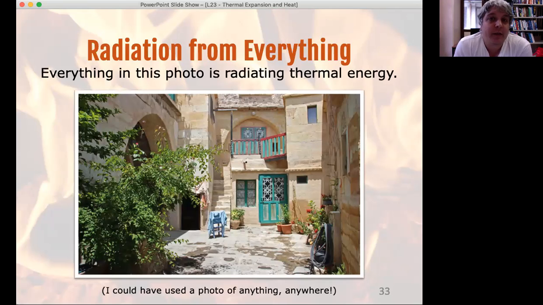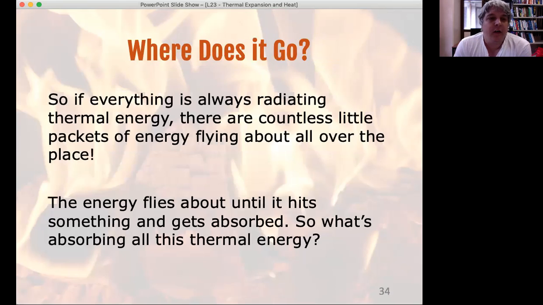And I can't say this too many times. Everything is radiating energy always. It's just a fact. It's just a statement. You memorize it. That is true. Everything is always radiating energy. So where does this energy go? If everything is always radiating this energy, these little packets of thermal energy flying about everywhere, where do they all go? They fly about until they're hit by some other piece of matter and get absorbed.